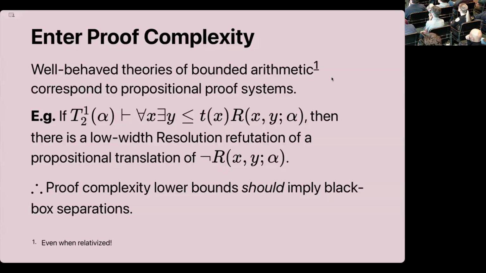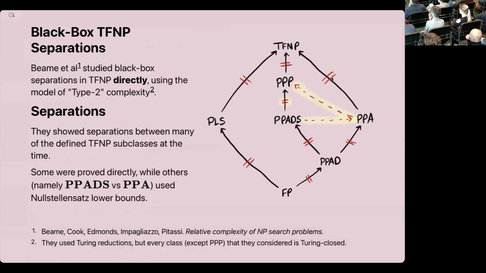Cool. Probably the first paper to study systematically the relationship between proof complexity lower bounds and TFNP subclasses was a paper by Beame, Cook, Edmonds, Impagliazzo, and Pitassi back in the 90s. They phrased everything in this language of type 2 complexity that I was mentioning a second ago. They showed separations between lots of the TFNP classes at the time. The new ones that they separated I've highlighted on this diagram.